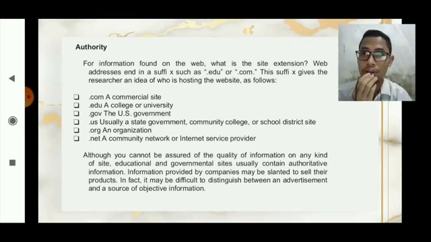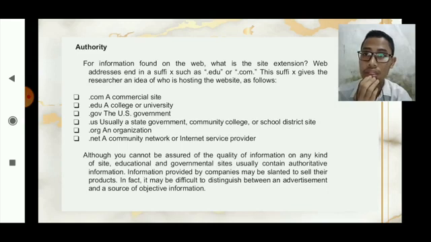Authority for information found on the web. What is the site extension? In web addresses, there is a suffix such as .edu or .com. This suffix gives the researcher an idea of who is hosting the website, as follows. .com is for commercial sites. .edu is a college or university.